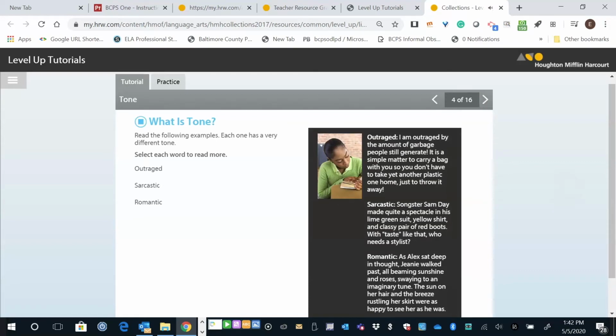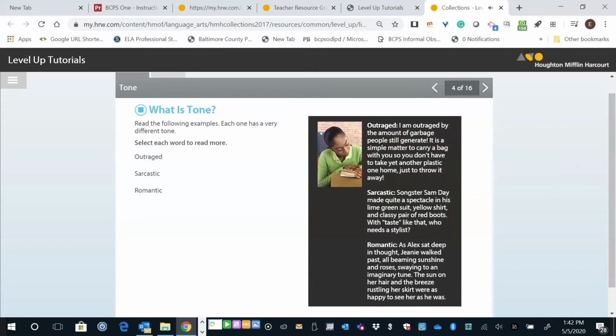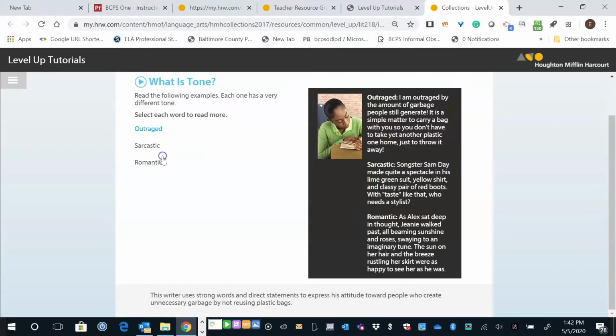Read the following examples. Each one has a very different tone. Click each word to read more. Outrage. I am outraged by the amount of garbage people still generate. It is a simple matter to carry a bag with you so you don't have to take yet another plastic one home, just to throw it away. Outrage. This writer used strong words and direct statements to express his attitude towards people who create unnecessary garbage by not reusing plastic bags.